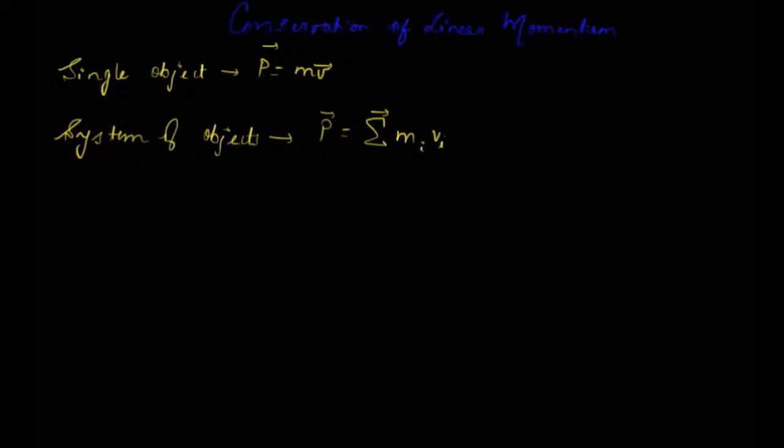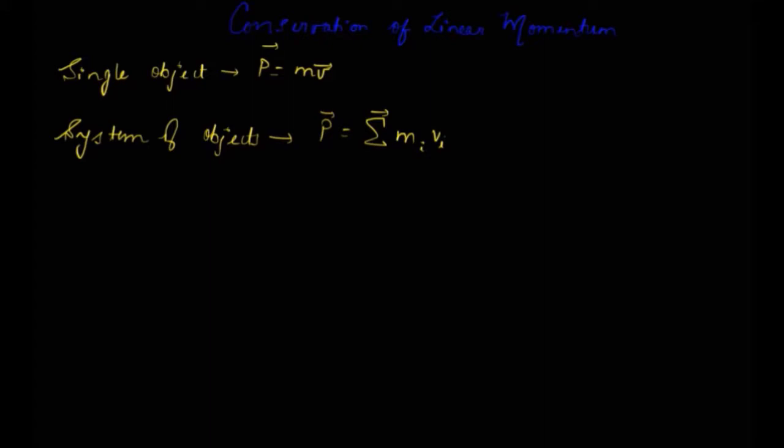Now let's understand the principle of conservation of linear momentum. So first of all, let's understand what linear momentum is. For a single object, its linear momentum is defined as its mass times its velocity. For a system of objects, the linear momentum of the system is defined as the summation of the linear momentum of all the individual objects in the system.